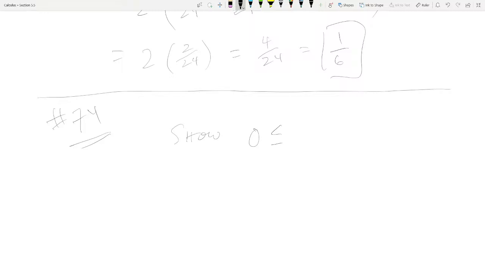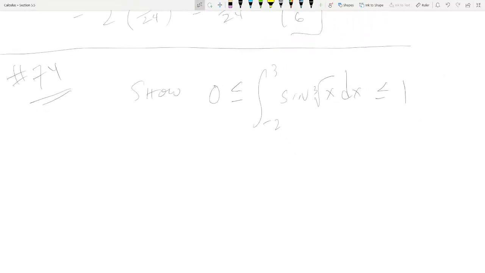Show, we got inequalities. Wow, that's all intimidating. We got an integral from -2 to 3 of sine of, oh my goodness, the cube root of x of all things. And we want to show that that's less than 1. Now if you're a normal person, when you first look at that, you just say, I have no idea what to do. I don't know how to proceed.